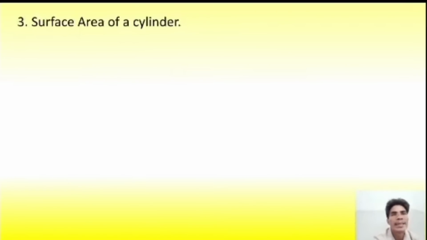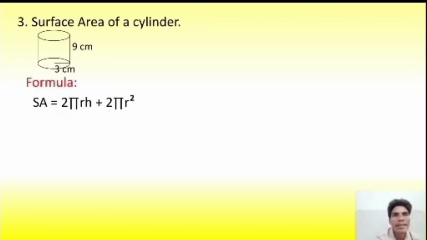So, number 3, surface area of a cylinder. So, example, the height of the cylinder is 9 cm and the radius of the cylinder is 3 cm. Formula, we have SA equals 2 pi r height plus 2 pi r squared. So the 2 is constant or given. The value of pi is 3.14.